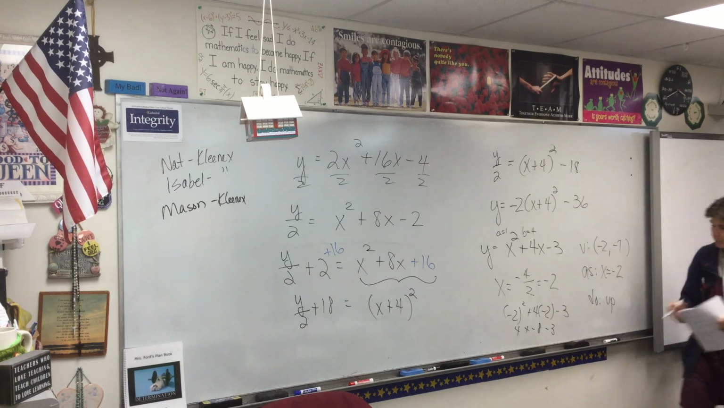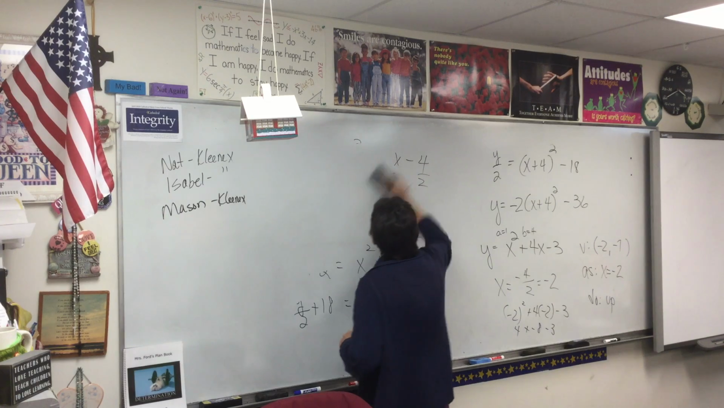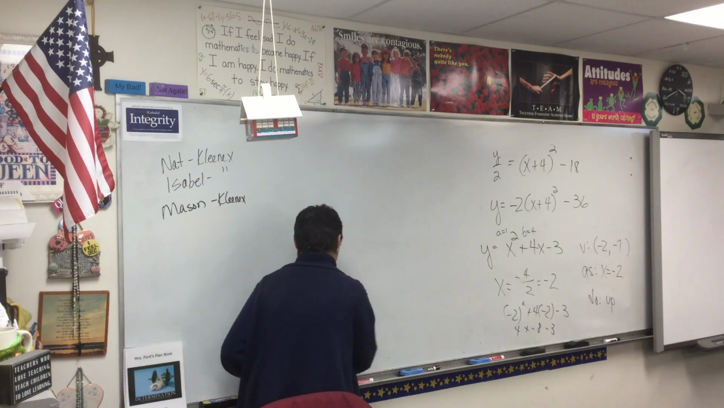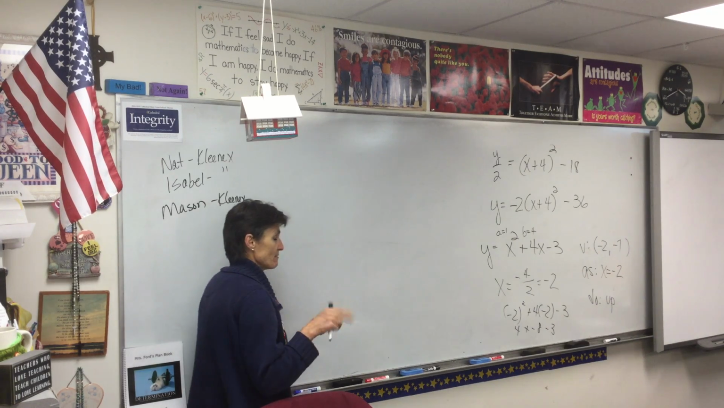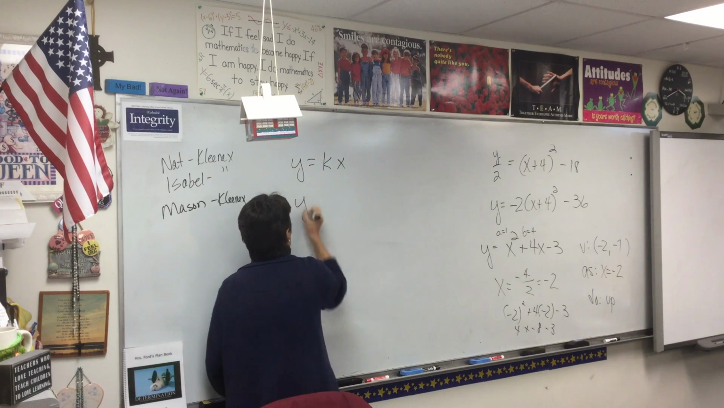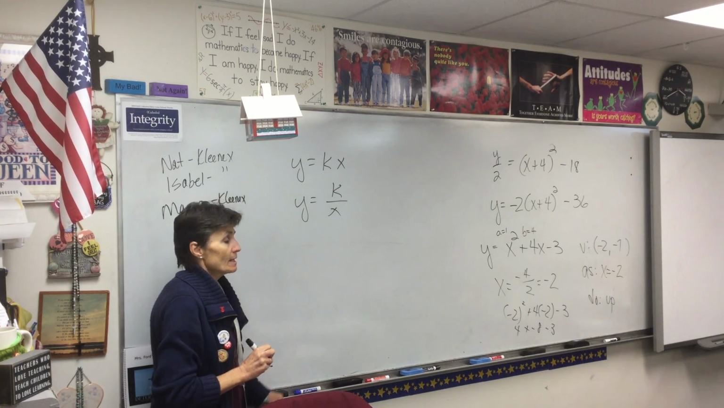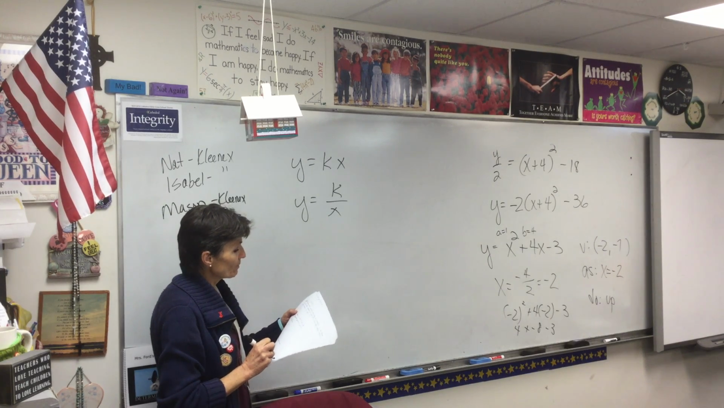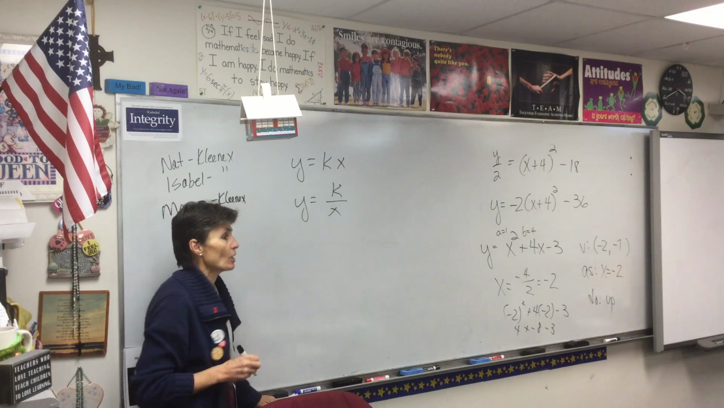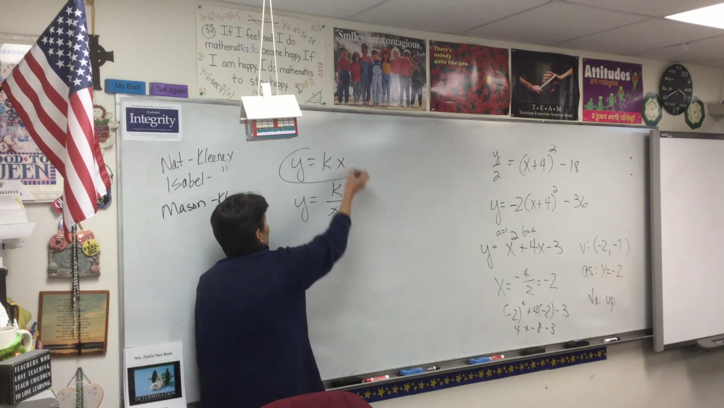Temperature varies directly as volume. So that means I'm going to have an equation of this form or an equation of this form, right? It says temperature varies directly as volume. Which one of those goes with varies directly? This one.